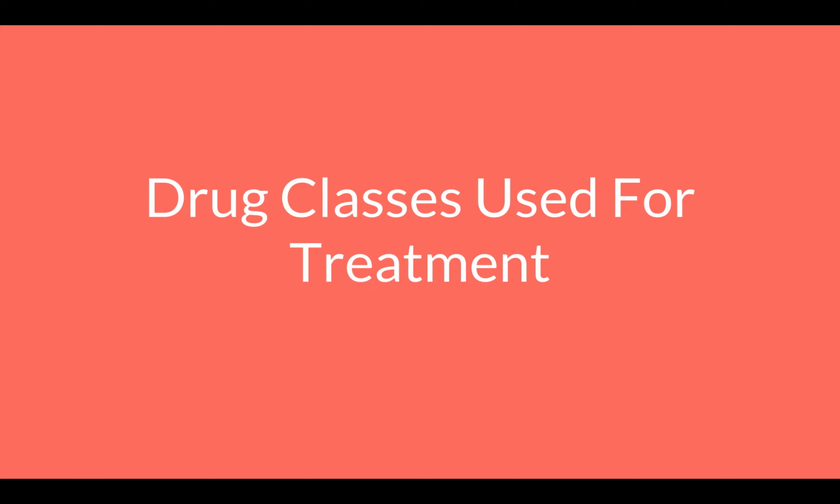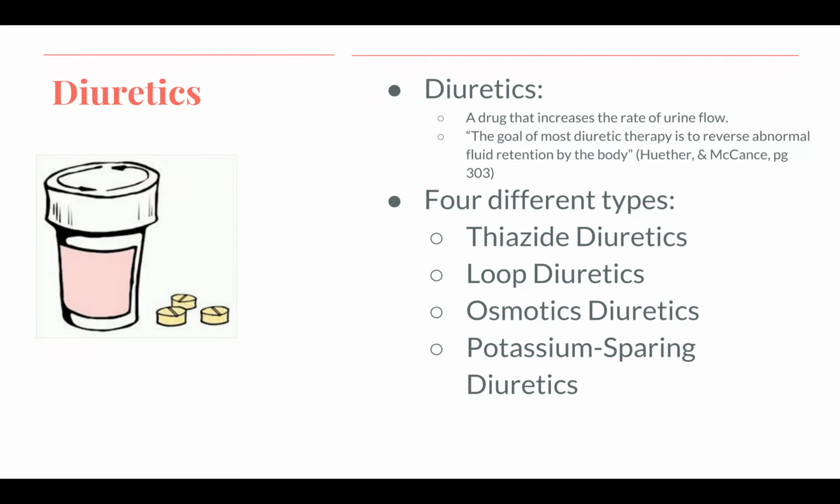Next, we'll talk about the different drug classes used to treat hypertension. The first class of drugs are diuretics. Diuretics are drugs that increase the rate of urine flow. They were the first widely prescribed class of drugs for the treatment of hypertension. The goal of most diuretic therapy is to reverse abnormal fluid retention by the body. Diuretics are still considered the first line of defense in treating hypertension because they have very few adverse effects.